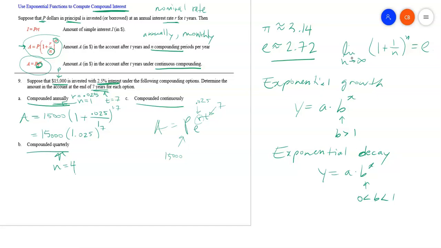So that does it for this example about exponential growth. We will see one more example where we're dealing with exponential decay, and then we will be done with 4.2.